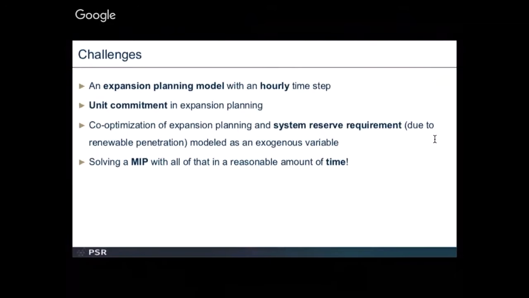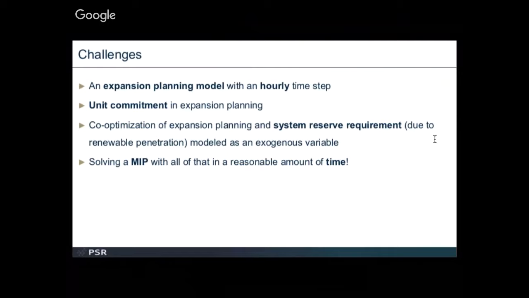So what are the challenges for the model itself? We need to build an expansion planning model with an hourly time step to address wind and solar plants' hourly generation. We have to consider unit commitment constraints. And as I said, we need to address the system reserve requirements. I call this here co-optimization of the expansion planning.